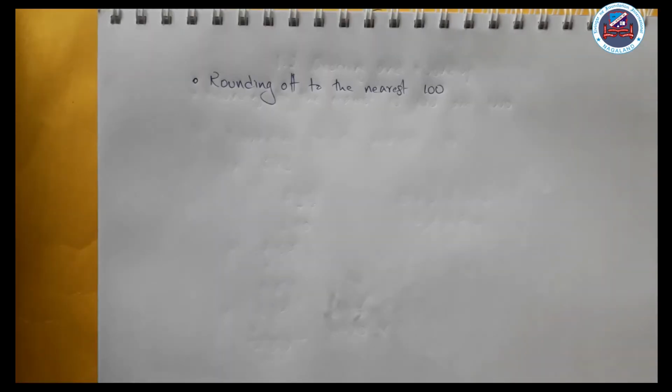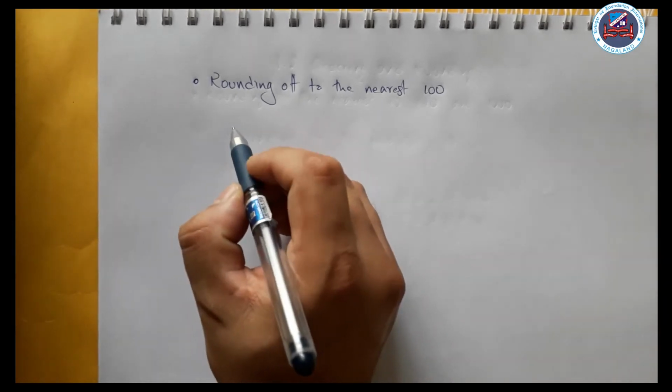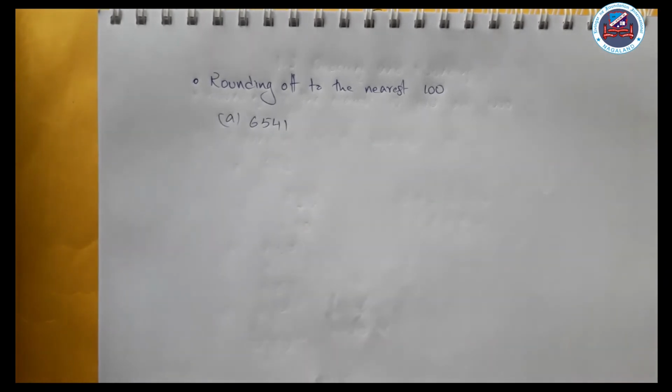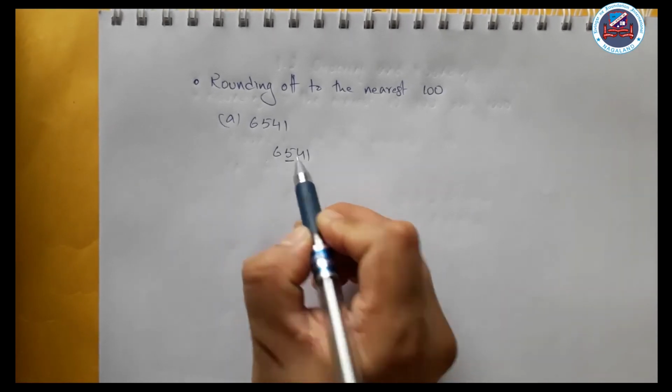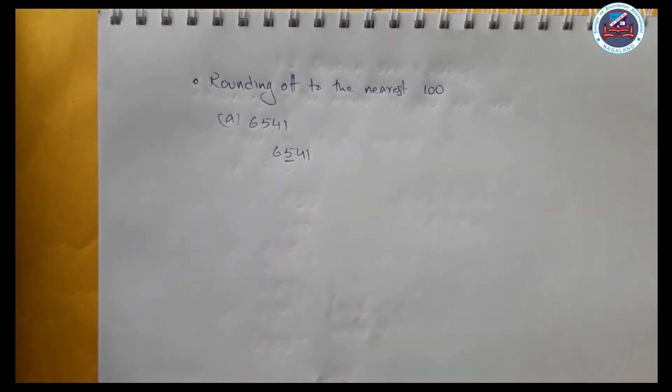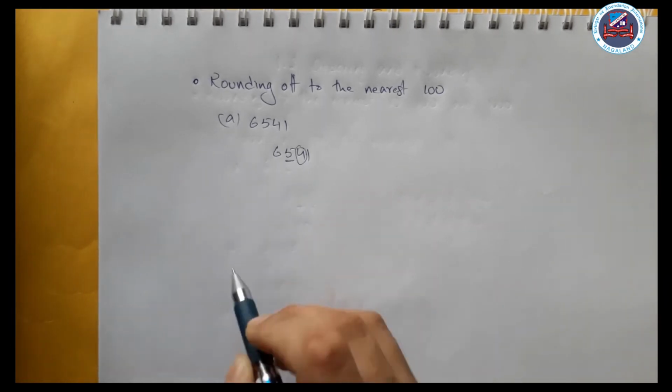Rounding off to the nearest hundreds. Let's take some questions. 6541. We have to round this number to the nearest hundreds. So 6541, 5 is in the hundreds place. We have already learnt about the place value chart in the first video. So 5 is in the hundreds place. Now so similarly we look at 4.